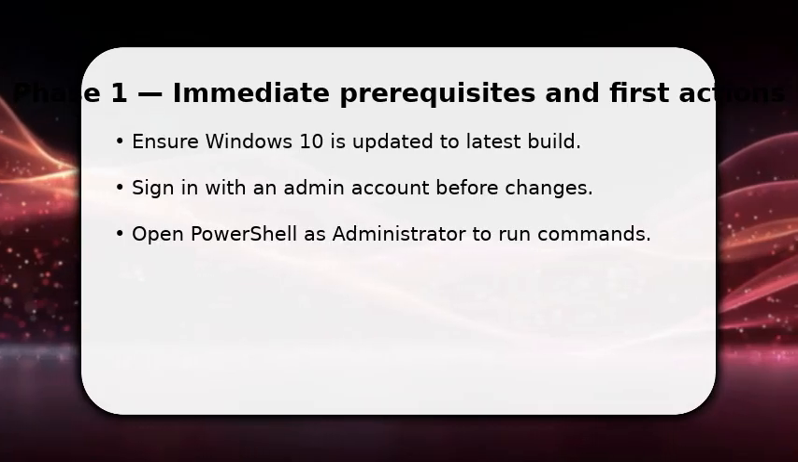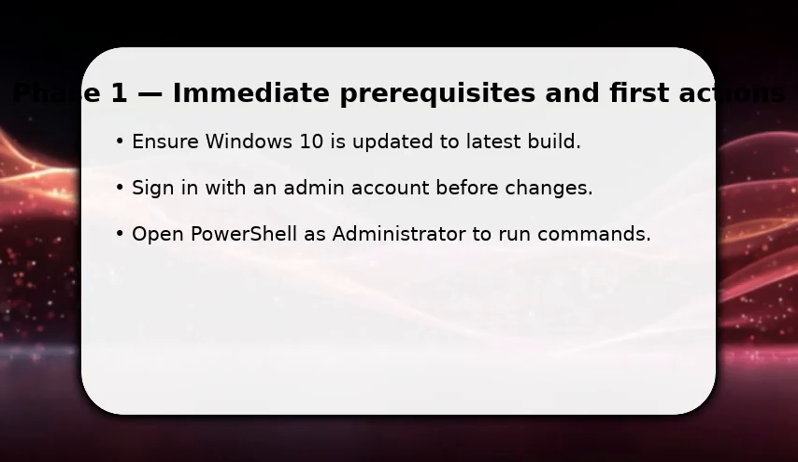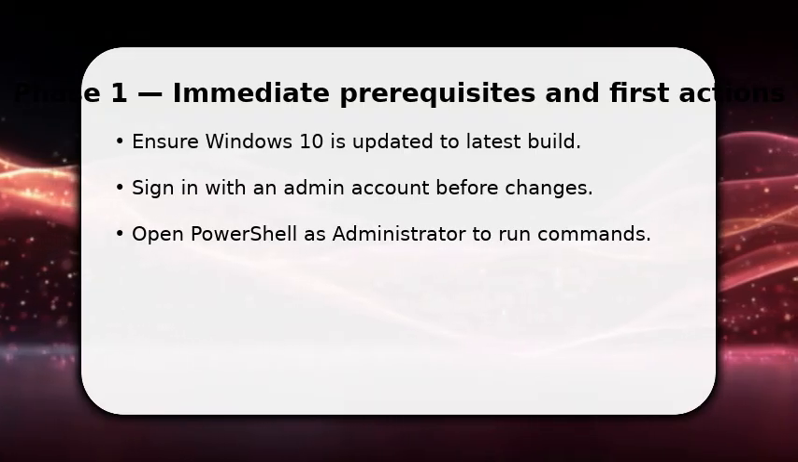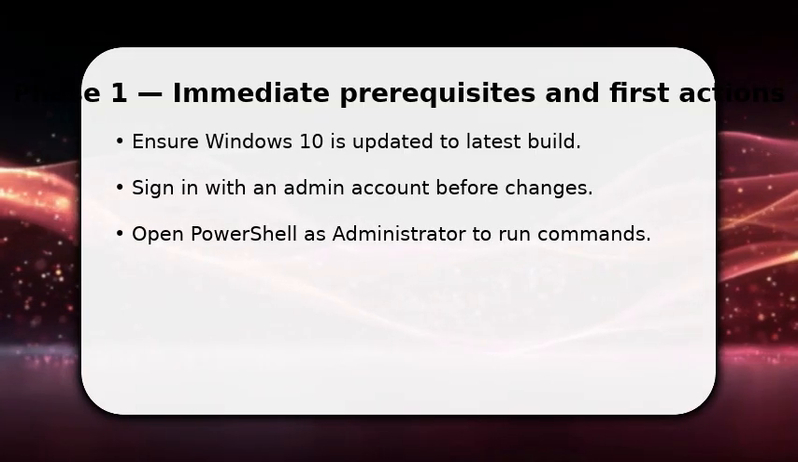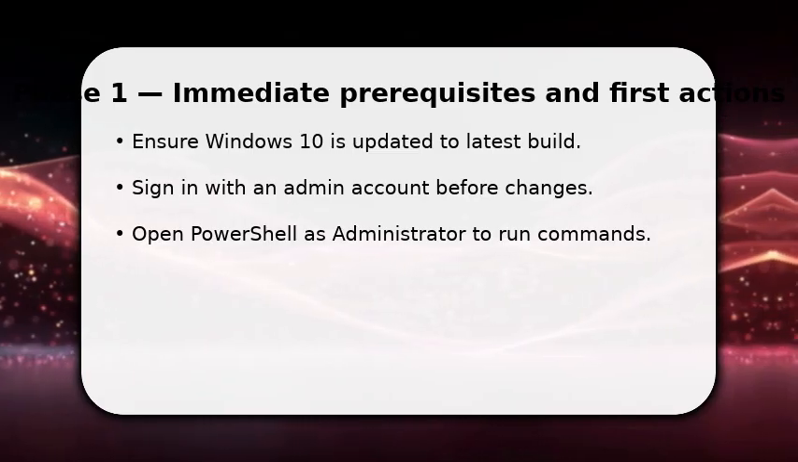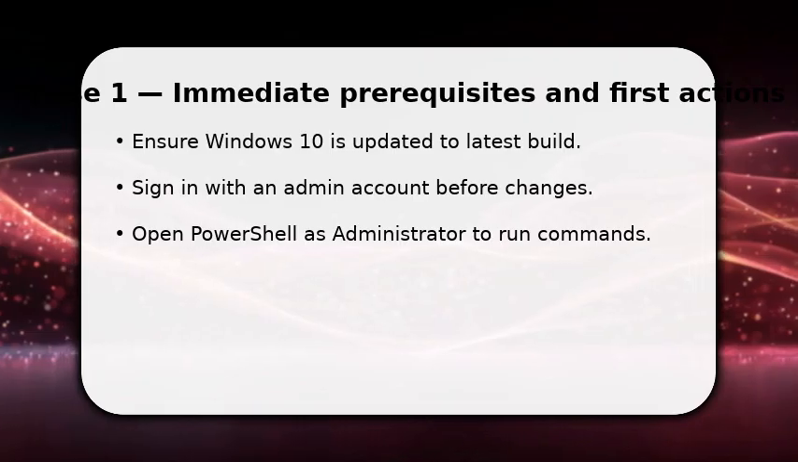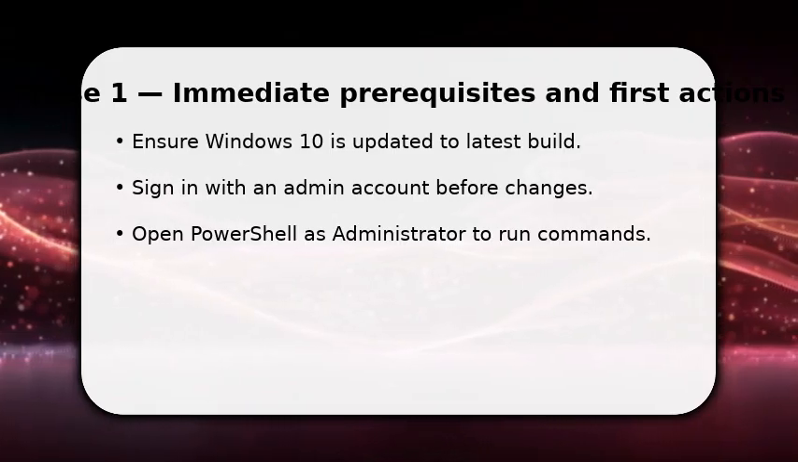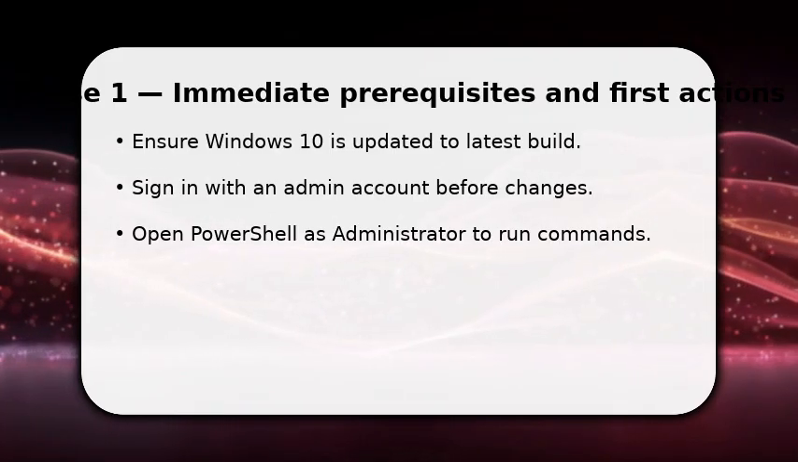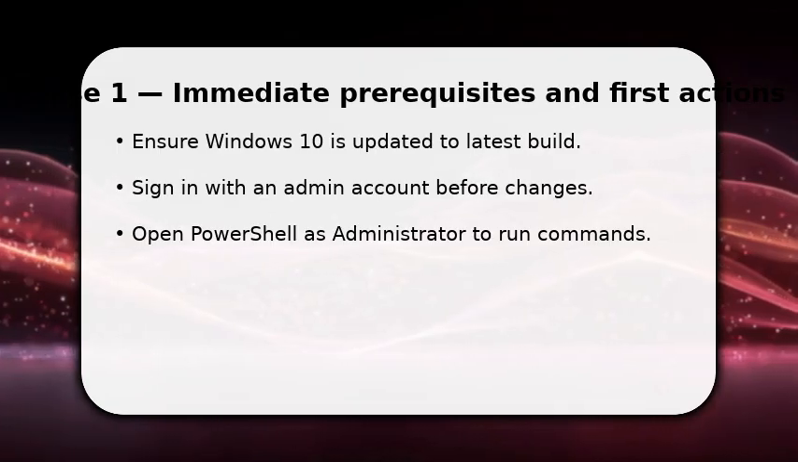You'll start with 3 prerequisites: an admin account, Windows 10 updates installed, and PowerShell open as administrator. Once done, locate Xbox Game Bar in Settings Apps or run Get-AppxPackage to confirm its package name. This tells you what to remove. Make sure to close any game or app using the overlay first.